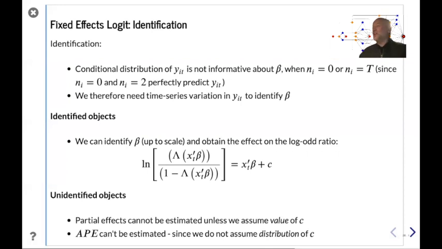If you condition on n equal to T, then you for sure know that y1 plus y2 plus y3 all the way up to yT sums to T, so each of those y's is equal to 1. Otherwise it would not give T if you have T elements. So this would perfectly predict y. In our example with T equal to 2, n equal to 0 and n equal to 2 would perfectly predict y_it. More generally, it would be n equal to 0 and n equal to T.